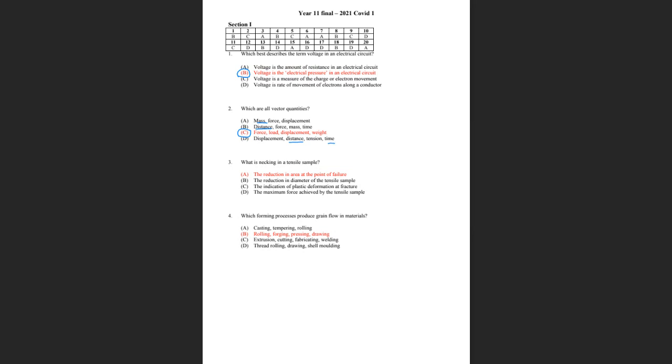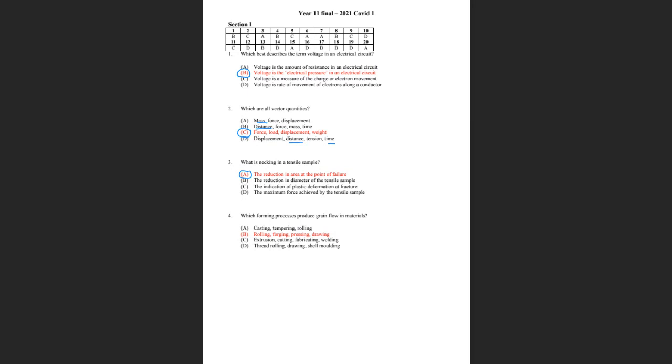Question 3, what is necking in a tensile sample? Necking occurs when the tensile test piece is just on the verge of failing, and you get a sudden reduction in area, cross-sectional area, at the point of failure. And so, as you can see here, A is the correct answer, the reduction in area at the point of failure.